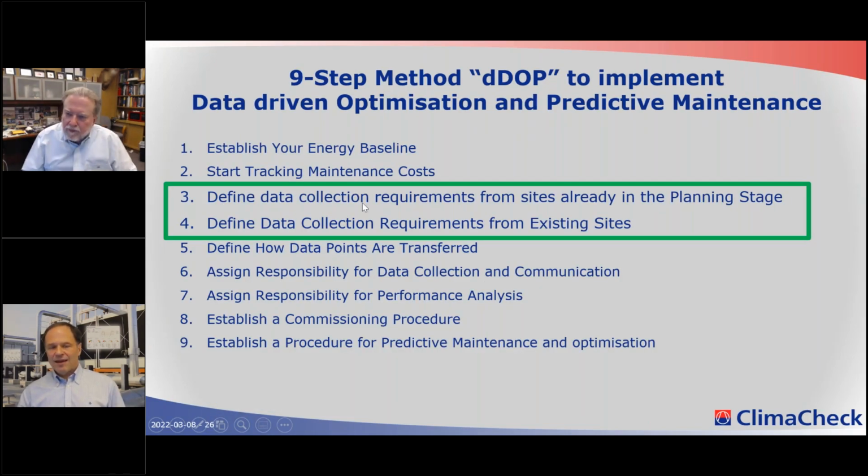Related to Annex 52, points 3 and 4 in our guide are to define the data collection requirements. I would say it's almost zero cost if you do it when you make a new project. Whereas if you have existing buildings, you need to look a little more closely: what sensors can you use, can you access those sensors, and so on. But the first step is, of course, to establish a strategy in an organization on how we work with data.